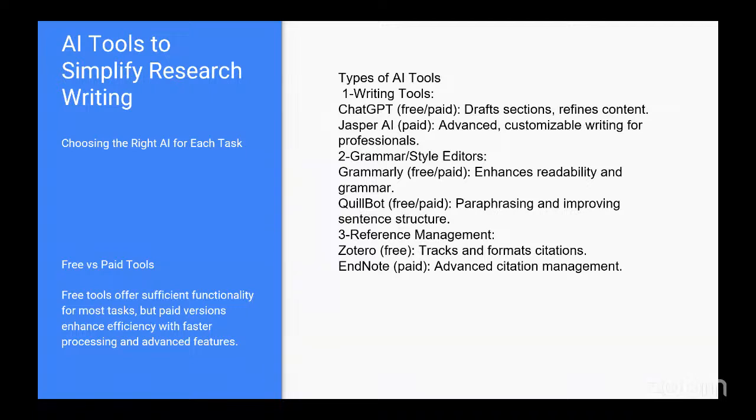As you can see, when we're dealing with the writing part of our research, we're going to use the writing tools such as ChatGPT and Jasper AI, where ChatGPT helps us to draft sections, refine the content, and Jasper AI is more advanced. It's customizable for writing for professionals. When we want to edit our grammar and style, we can use AI such as Grammarly or Quillpot, where Grammarly enhances our readability and grammar, and Quillpot will help us in paraphrasing and improving the sentence structure itself. Finally, we can also use AI tools to help us in reference management. Such tools are Zotero and EndNote. Zotero helps us in tracking and formatting citations, and EndNote will help us in advanced citation management.